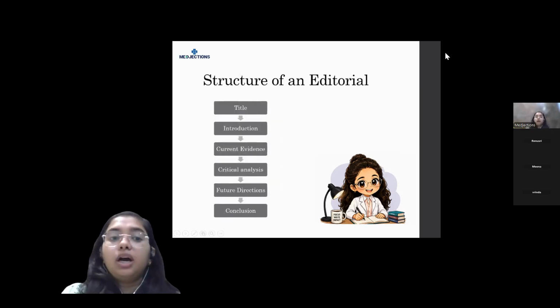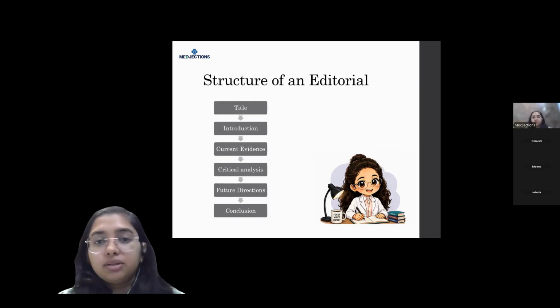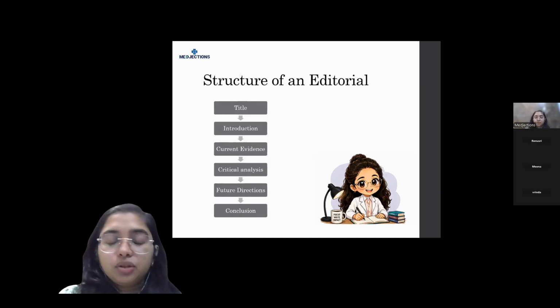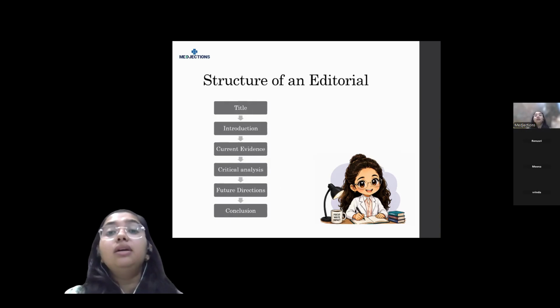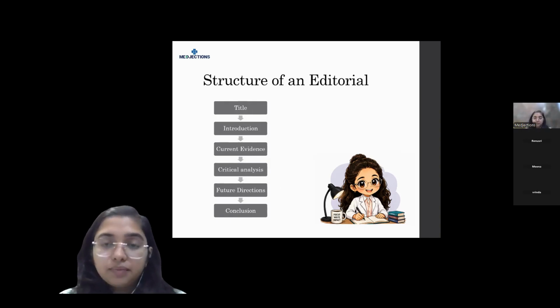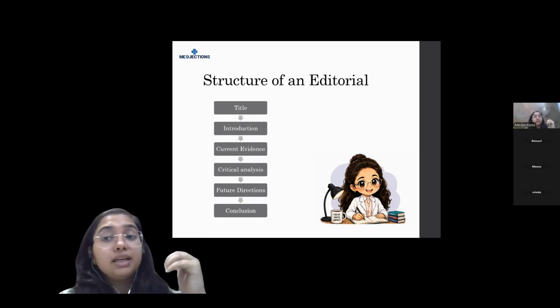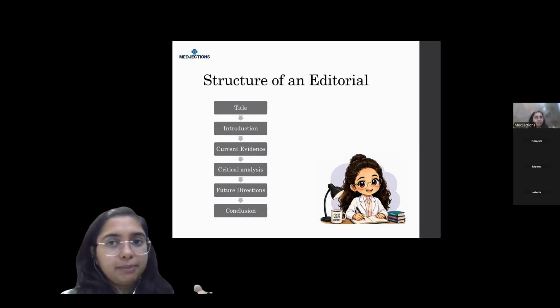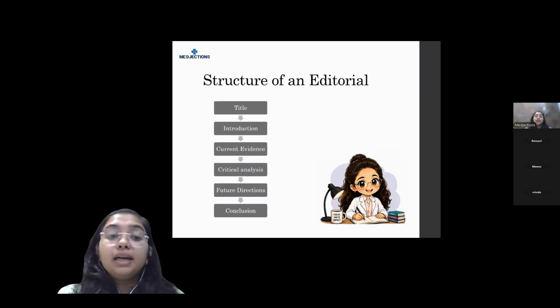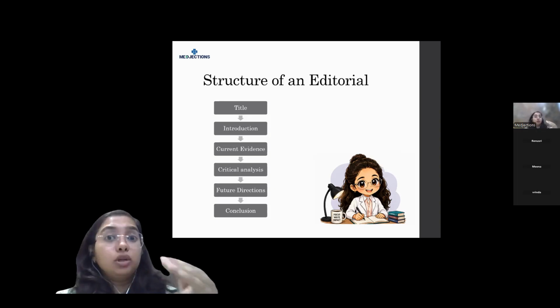Now, the structure of an editorial, how we are going to work. The title is okay. Then the introduction. What we write in the introduction is about the cancer, whatever problem it has: the rise, the prevalence, and then what the current treatment options are. Then what is the problem? Why are we writing on this? That's the thing. The current evidence adds up all the information there. Then you will add the next paragraph: what is the new drug that we are going to work on? Critical analysis about that drug.